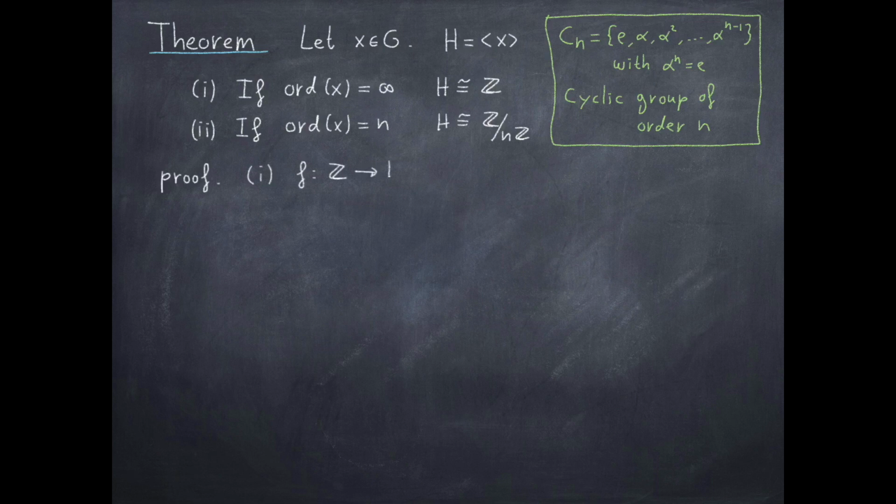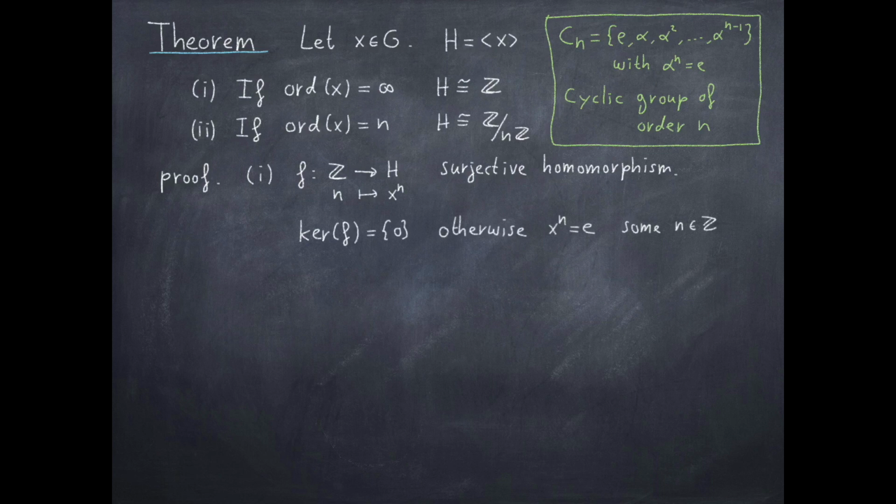Let's take a look at the proof of the theorem. Let's first consider the case where the order of x is infinite. Consider the map f from the integers to H that sends the integer n to x to the power n. This is a surjective homomorphism. Let's take a look at the kernel of f. The kernel of f cannot contain any positive integer n. Indeed, x to the power n is not equal to e for any positive integer n, because the order of x is infinite.